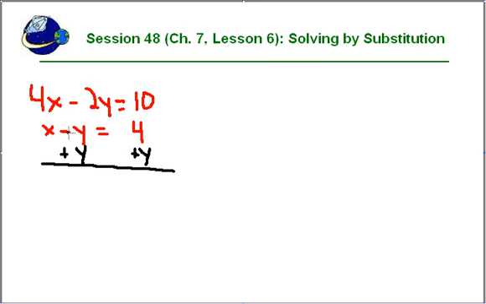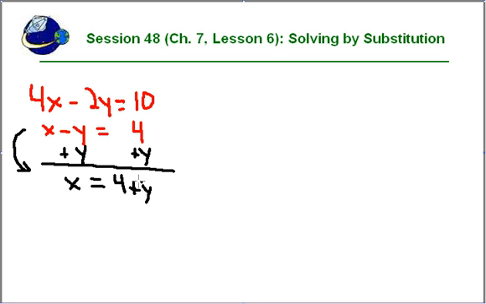What then is x minus y plus y? Well, the minus y and plus y cancel out to 0. X minus 0 is x. That's what we're left with on the left-hand side. And then on the right-hand side, we simply have 4 plus y. So this second equation has now been rewritten as another equivalent equation, being x equals 4 plus y. What this tells us is that the value for x is the same as the value for 4 plus y. They're identical. Well, how does this help us?